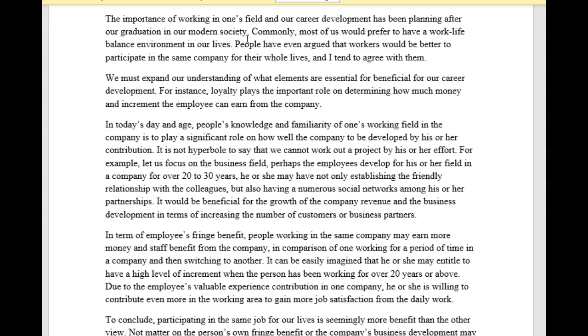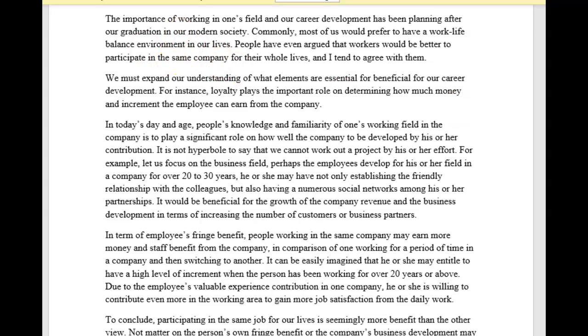You've got a lot of different elements that have no relation to each other, and they don't have relation to the task. So check it out. This is about our field and the planning after our graduation. Then here you're talking about work-life balance. And then here you're talking about working in the same company. So these sentences have nothing to do with one another, and it's only the last one that has anything to do with the task itself. So it definitely needs some work here.